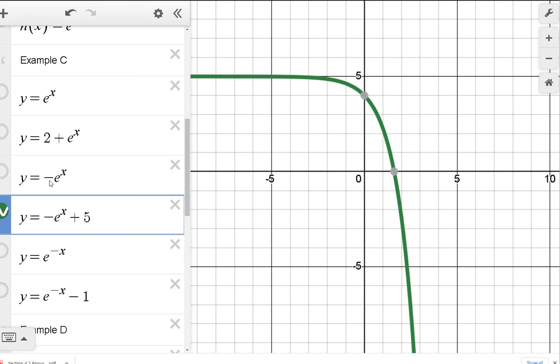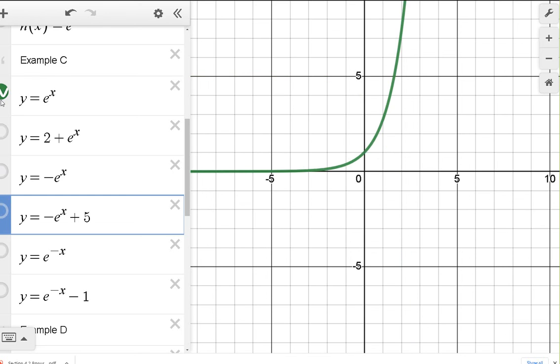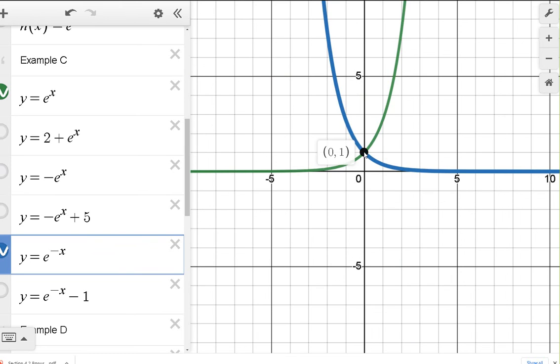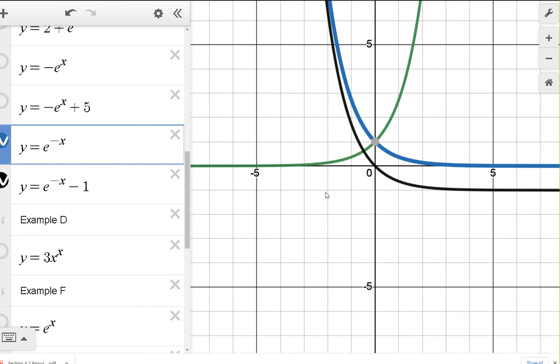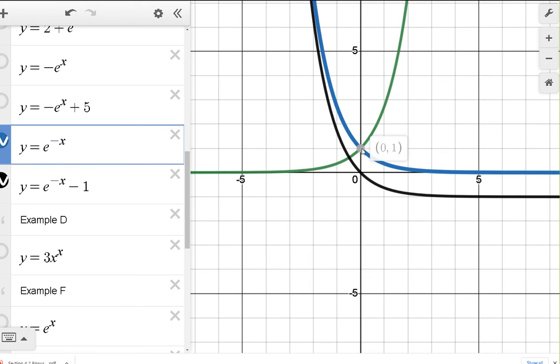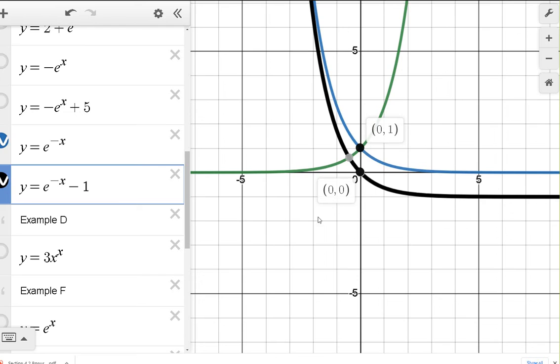Flip it around the y-axis. Let me shut off this. Turn back on this. Here it is, flipped around the y-axis. Now my point at 0, 1 is still at 0, 1. Okay. What's the equation of my asymptote for this graph in blue? Where is the graph in blue? What's the asymptote here? What's it getting close to? Y equals 0. And so if I subtract 1, I should have a new asymptote at y equals negative 1. And the point that was at 0, 1 is now going to be at the origin.